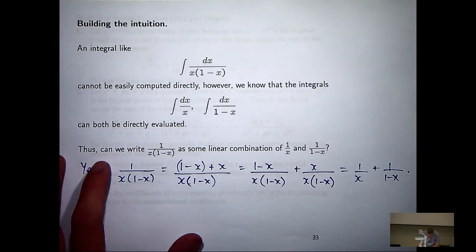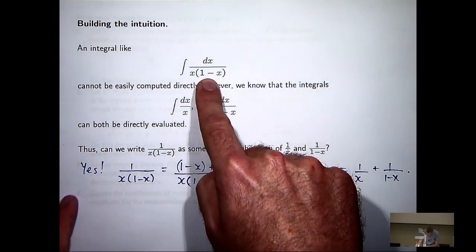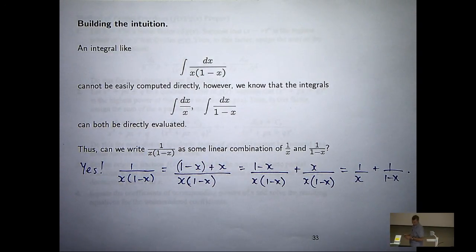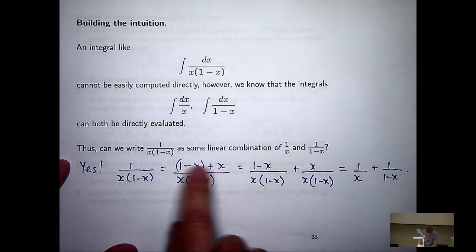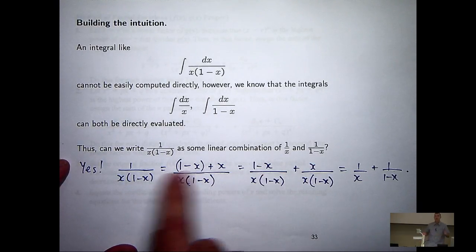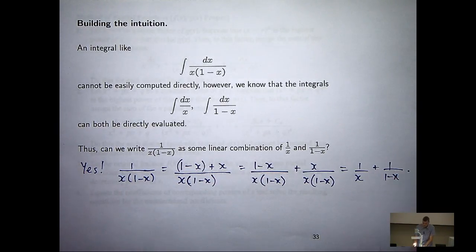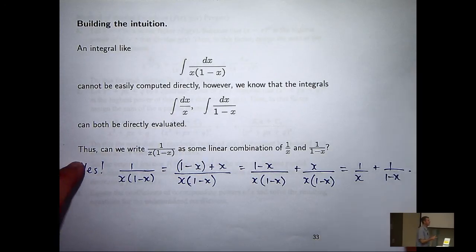So I motivated the study by posing this integral here, and it's a hard integral to work out, but we can break it down to two known integrals, or integrals that we can actually evaluate. Essentially, all it was about was, in this case, playing with the numerator. If I add x and take an x away, I can then break it up and form a combination of two functions that we can integrate.